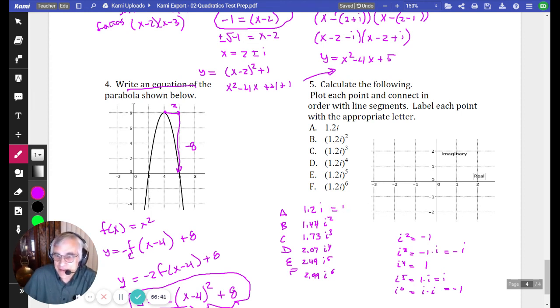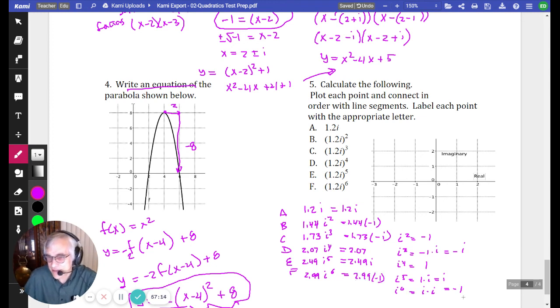So this is actually 1.2i. This is 1.44 times -1, because i squared is -1. This is 1.73 times i cubed was -i, is 2.07. i to the fourth is 1, so it's just 2.07. i to the fifth is i, so it's just 2.49i, and then 2.99 times -1, because i to the sixth is -1.